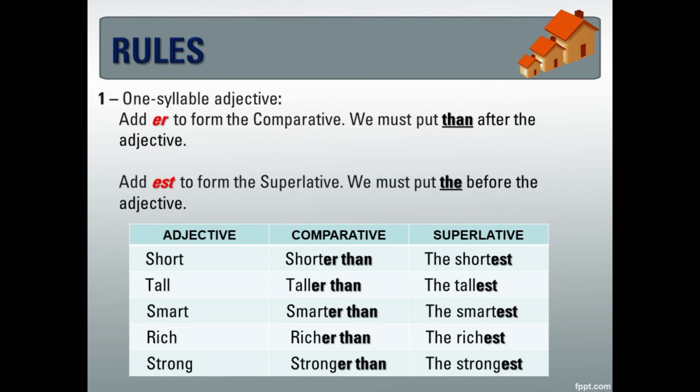Rules. 1. One-syllable adjective. Add er to form the comparative. We must put than after the adjective. Add est to form the superlative. We must put the before the adjective.